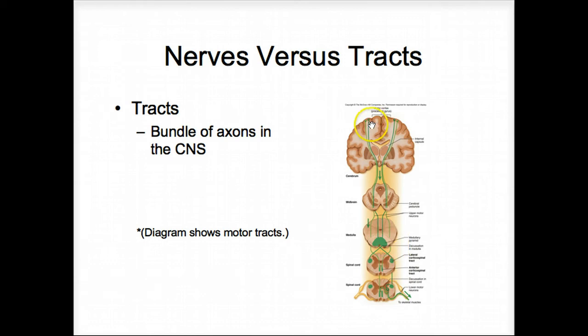So I know when diagramming neurons, we'll sometimes show the cell body of a neuron as a circle and then show its axon as a line coming off of here. Okay, so this time you can think of that pathway involving several axons that are traveling together, bundled together in the central nervous system.